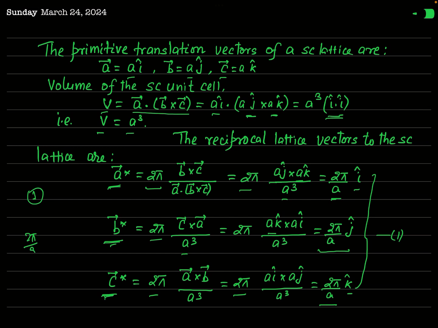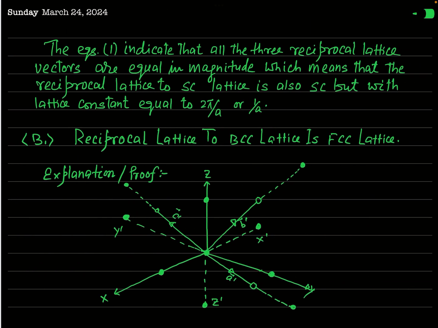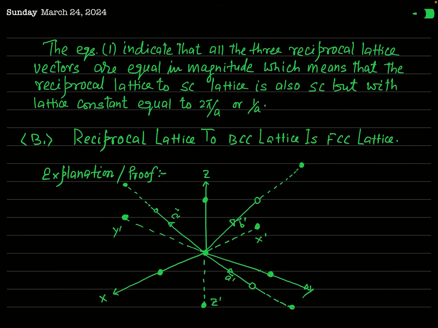Although their directions are different, they are directed along the three crystallographic axes X, Y and Z, but the magnitudes are equal. So you can easily say that the unit cell of the reciprocal lattice will also be a cube, but the edge of that cube will be 2 pi over A. So the reciprocal lattice to a simple cubic lattice is also a simple cubic lattice. I think this was a very simple fact, and it is now very clear to you.